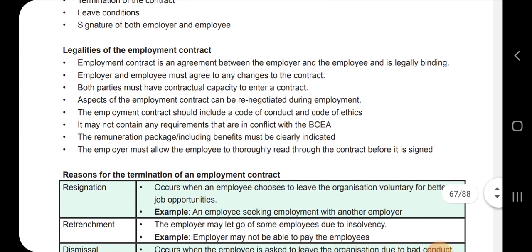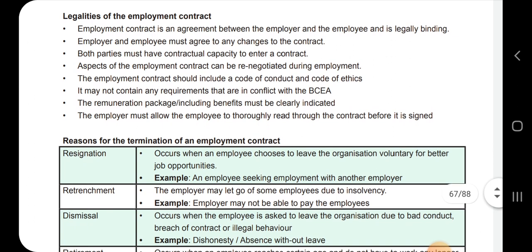And then legalities of the employment contract. This is what is required by law. Employment contract is an agreement between the employer and the employee and is legally binding. So you cannot just fire someone after signing a contract. Employer and employee must agree on any changes to the contract. Both parties must have contractual capacity to enter a contract. So you cannot hire someone below the age of 18. People under the age of 18 cannot enter a contract.